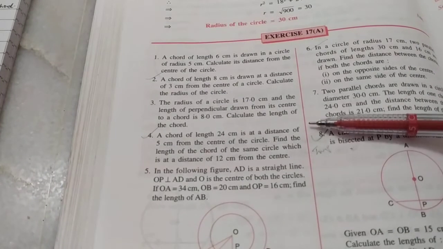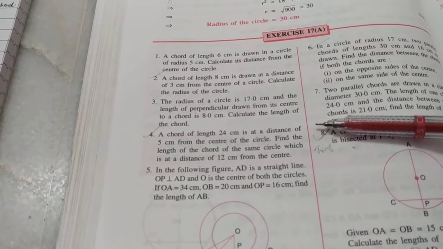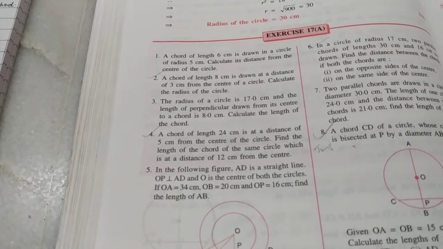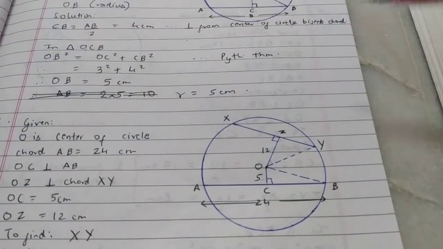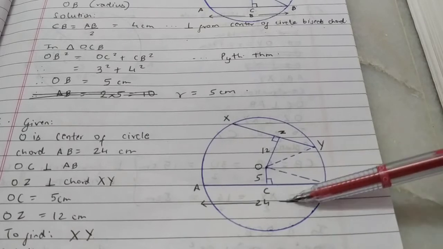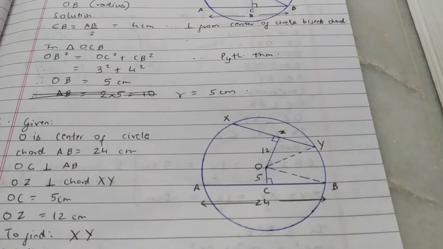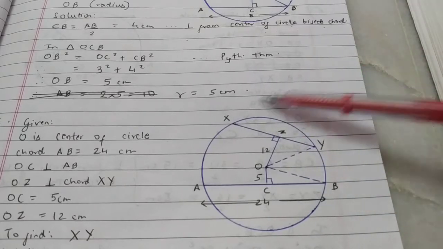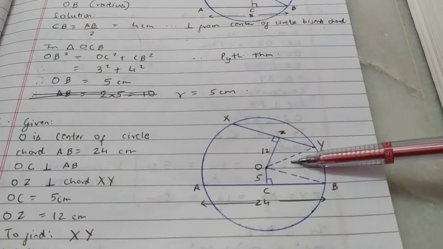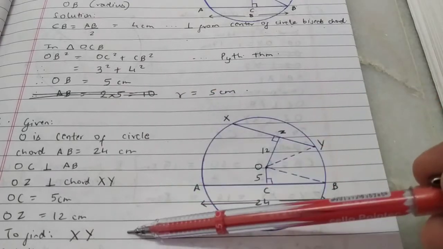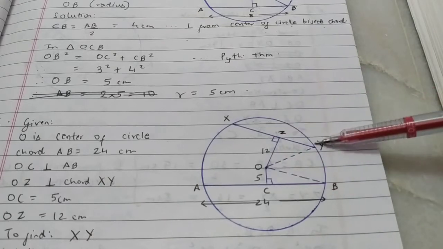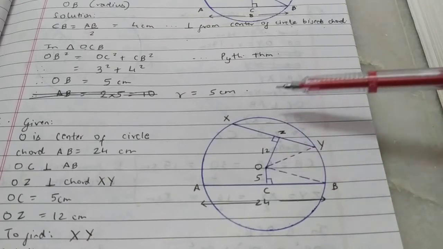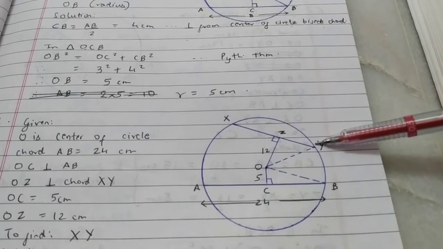Now the fourth sum. Try to draw the diagram on your own. Here, there are 2 chords. AB's length is given 24, but XY's length is not given. All these labelings are ours, so we'll have to mention all of that. The distance of AB is given as 5 centimeters and the distance of the other chord is given as 12 centimeters. They want us to find the length of the other chord.